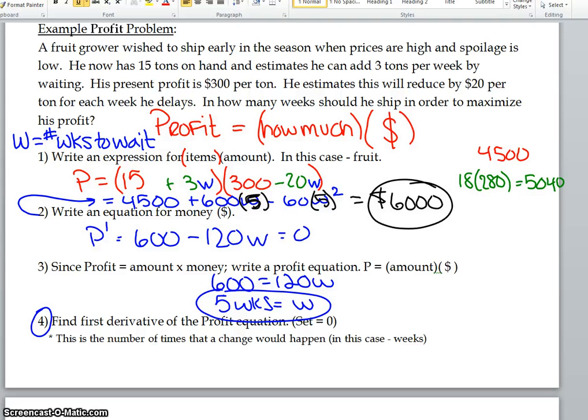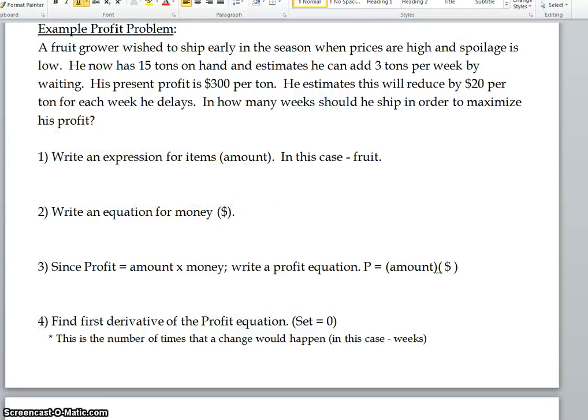Now, other types of problems you'll see with this would be a situation like if I have tickets, and I decide to raise my ticket price by a certain amount, I'm going to lose a certain number of people coming to games and things like that. So those are other types of problems you would use this example for.